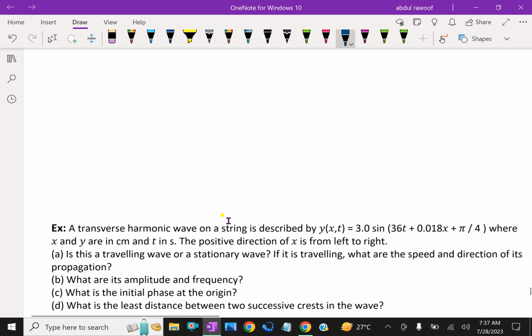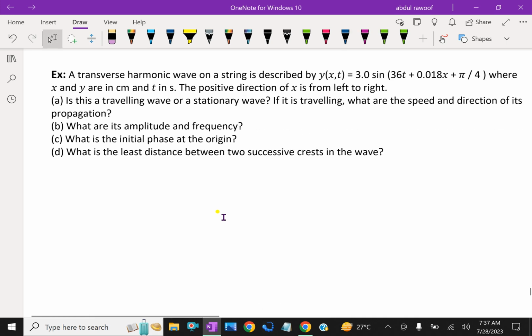One more question. A transverse harmonic wave on a string is described by y of x,t equal 3 sine (36t plus 0.018x plus pi by 4), where x and y are in centimeters and t is in second. The positive direction of x is from left to right. First question, is this a traveling wave or a stationary wave?